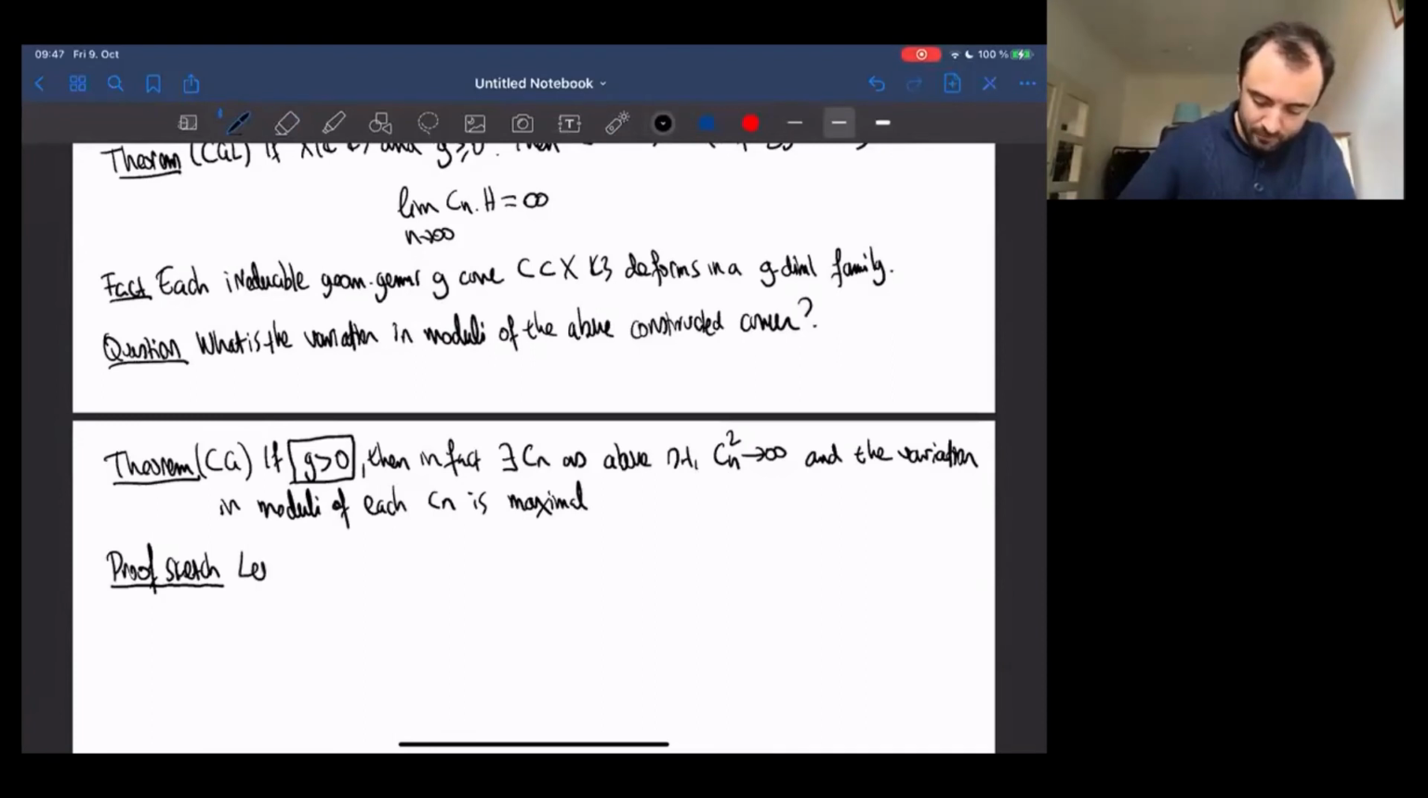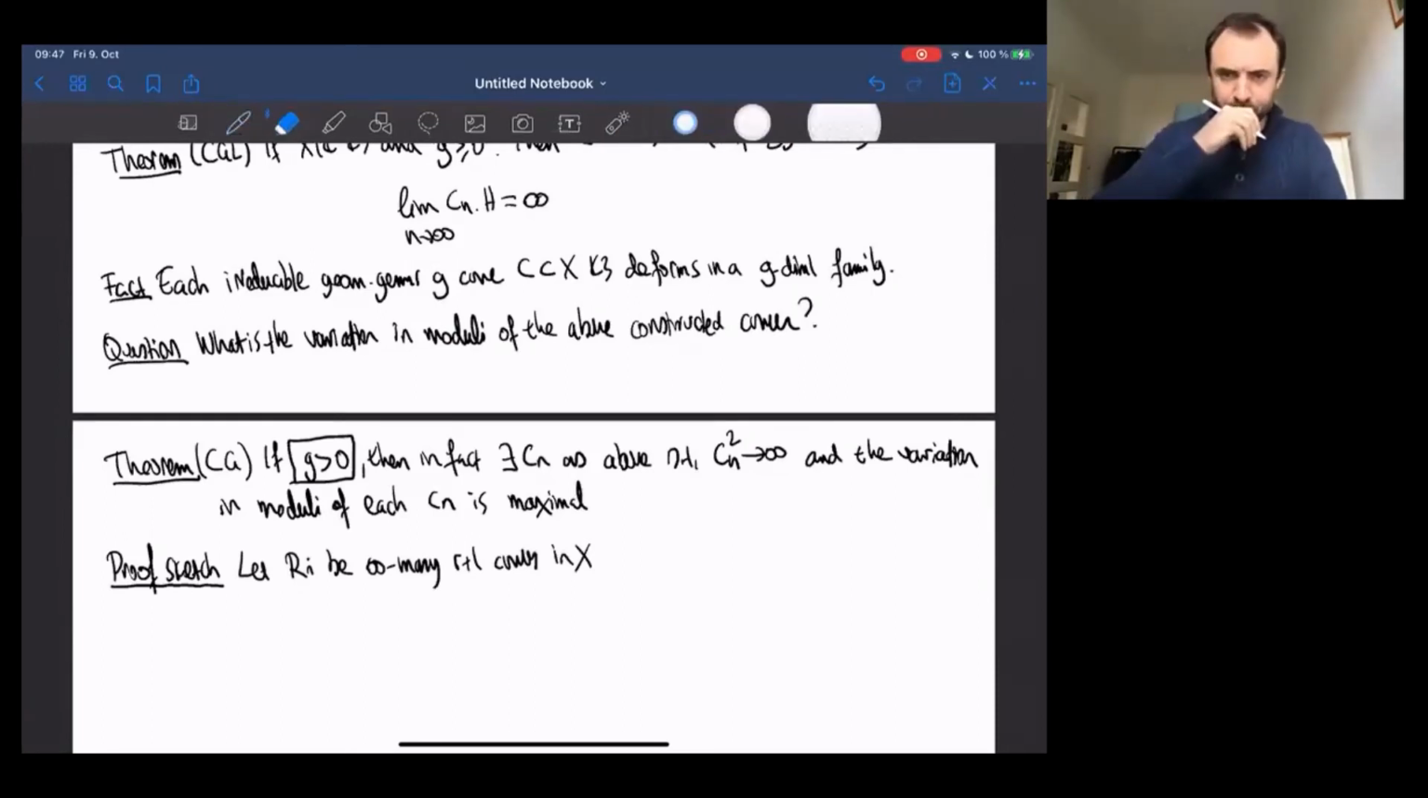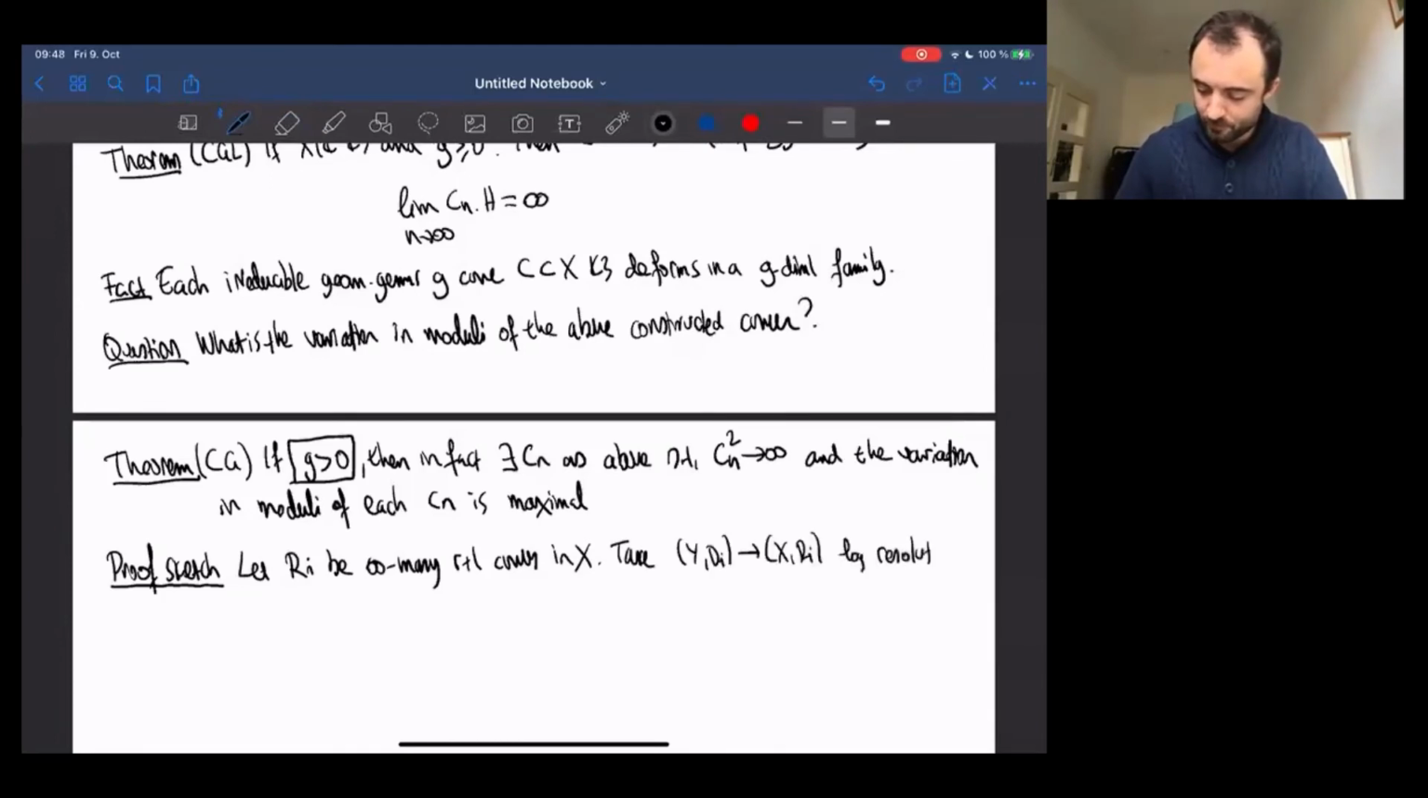Okay, so let R_i be infinitely many rational curves in X, which, as I said, we know now because of the resolution of this conjecture. And now we take (Y_i, D_i), a log resolution of (X, R_i). Okay, so D_i is now a simple normal crossings divisor, and Y_i is just the blow up of X at a certain number of points.